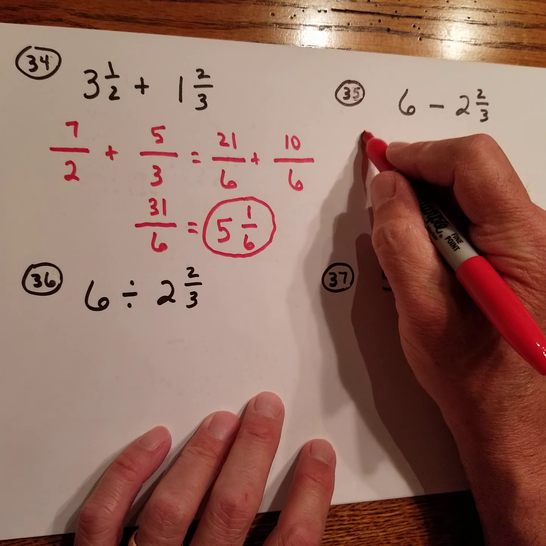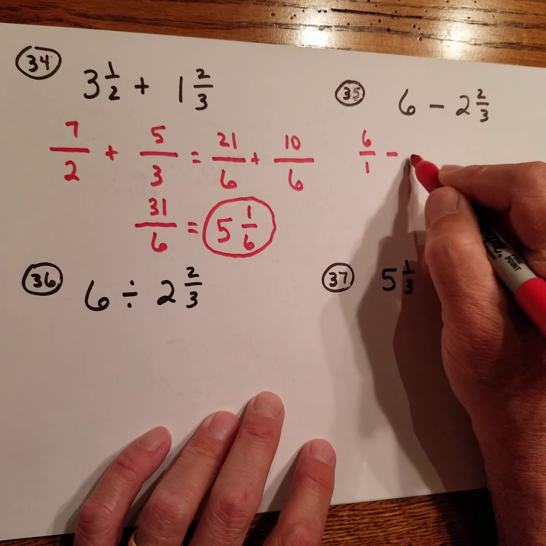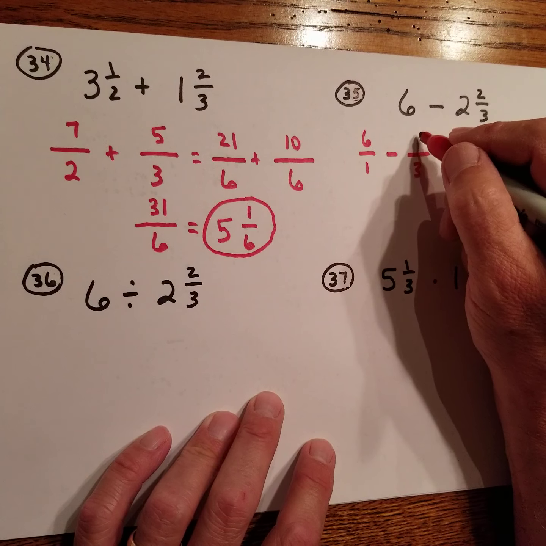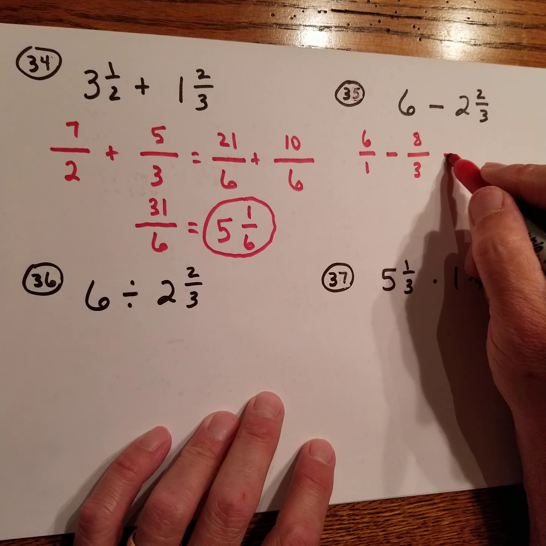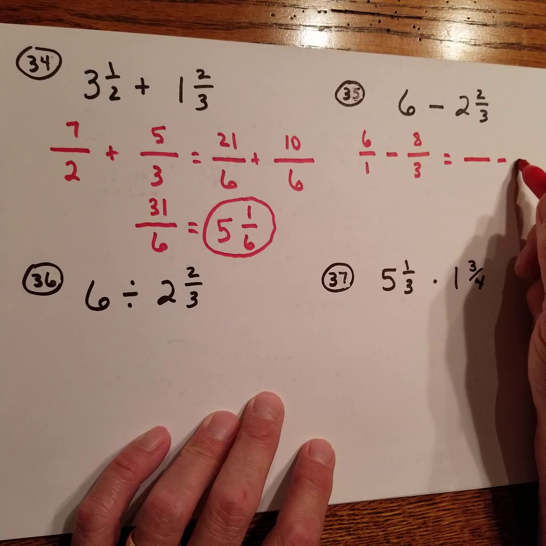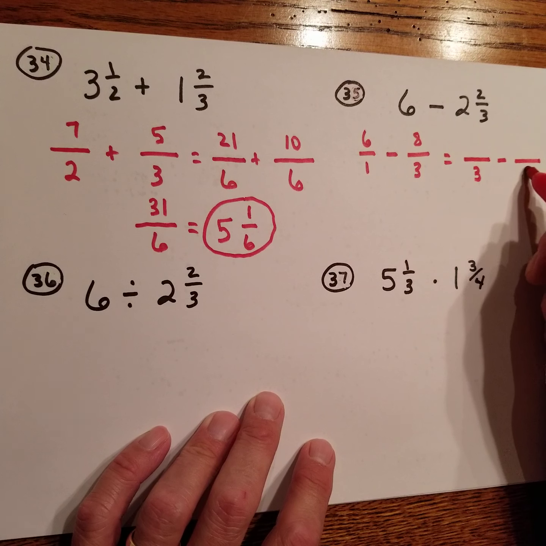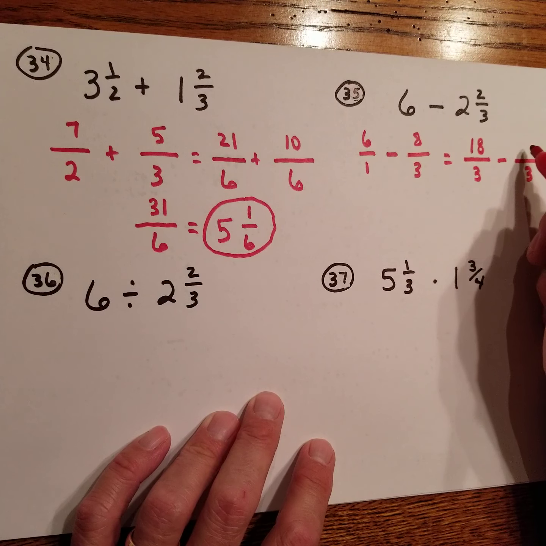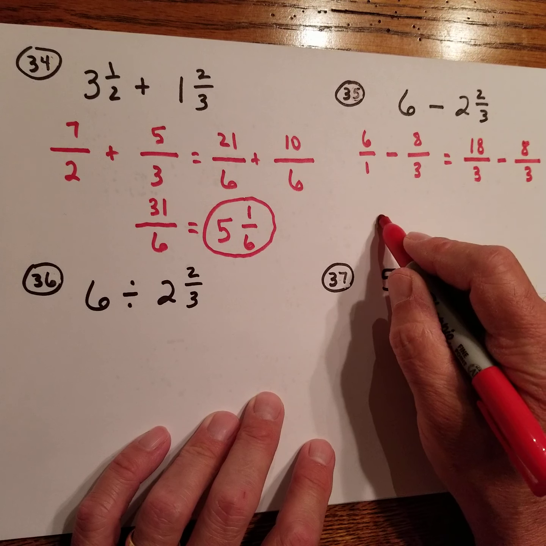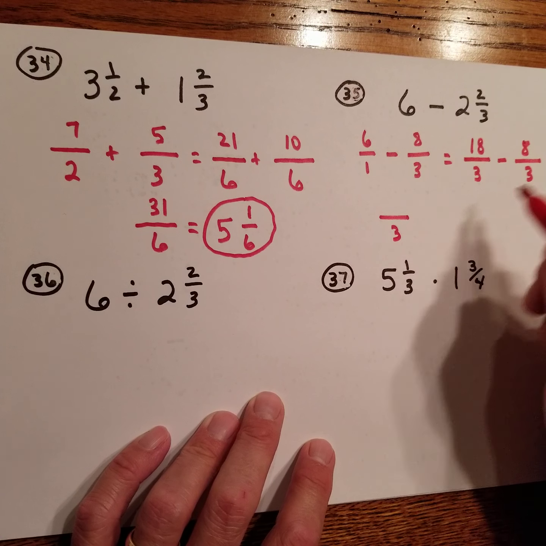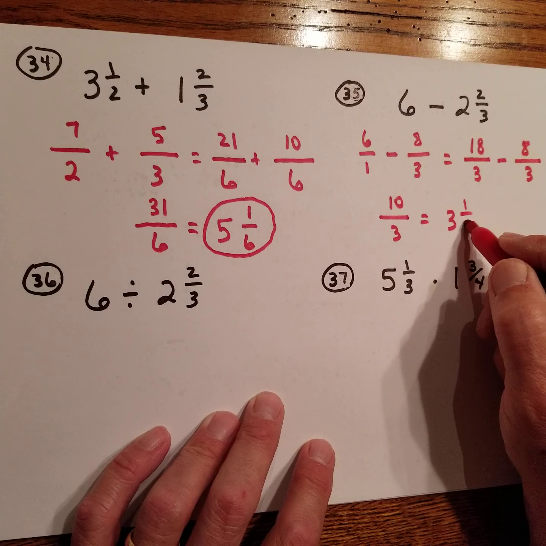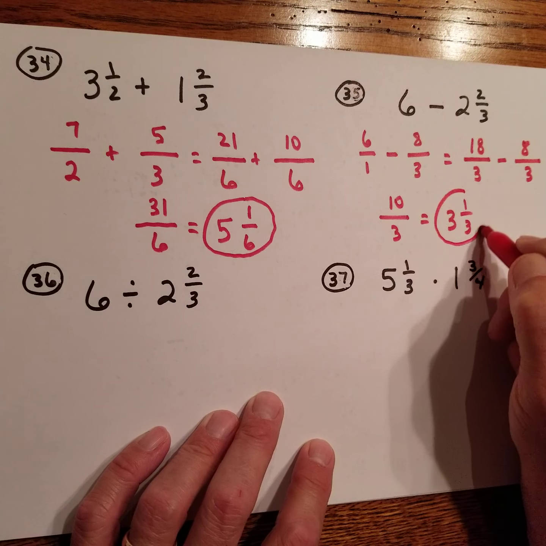I'll rewrite 6 so that it looks like a fraction. 3 times 2 is 6, plus 2 is 8. Now common denominators. Here we multiply by 3. 18 minus 8 is 10. And as a mixed number, 3 1/3.